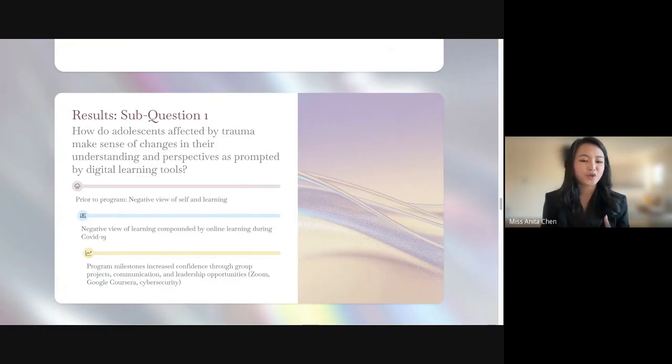Then that negative view of learning was compounded by online learning during COVID-19, which for all of us was kind of an awful experience, but even more so for students who already didn't like learning and now were forced to do it through a tiny screen. However, the program milestones helped to increase their confidence through group projects where they had to communicate and lead over Zoom.